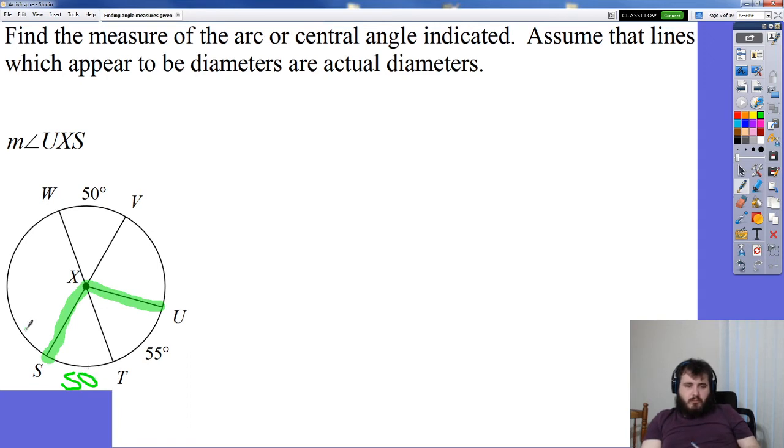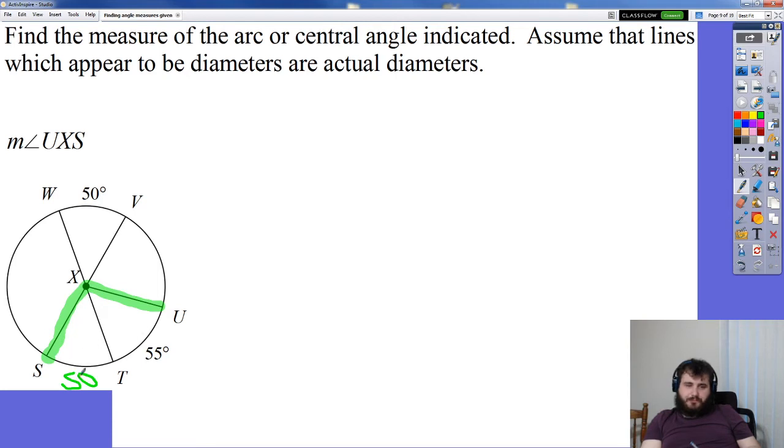Now you can also do a lot of stuff here. You could say, oh, okay, well, this whole thing has to be 180, so this piece is 75. Well, then this whole piece has to be 180, so if this is 75 and this is 55, this had better be 50 left over, right? But you don't have to. You can just go straight across because these two angles are the same. Vertical angles are congruent, right?